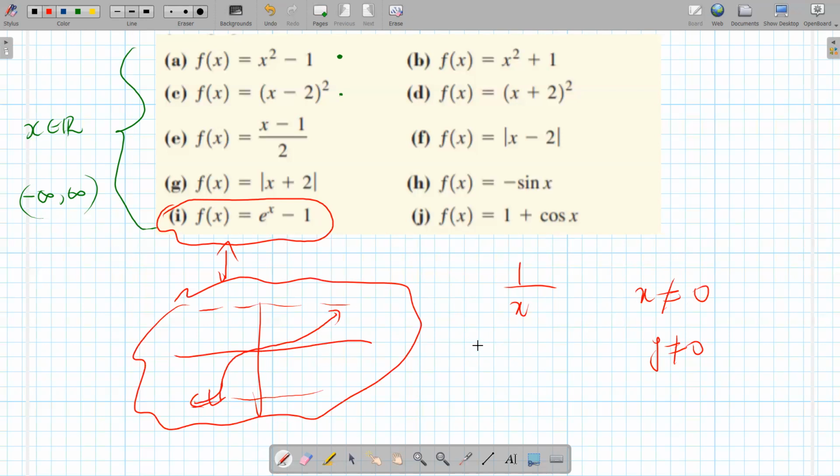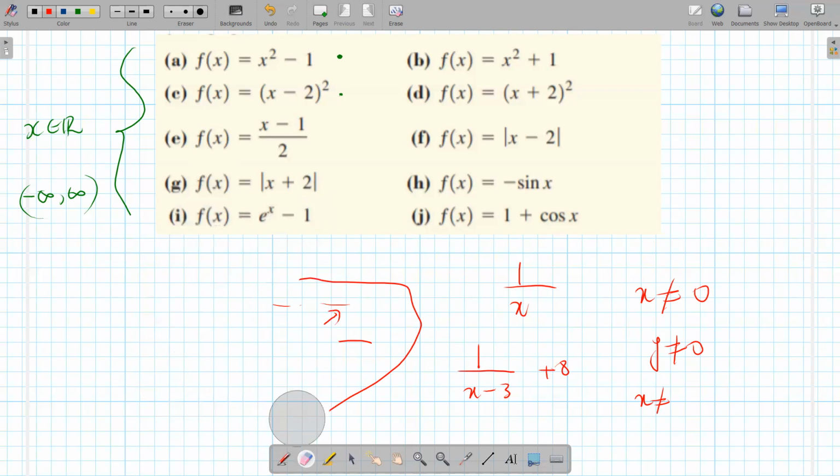Like here, we can do a quick example. 1 over x minus 3, plus 8. That means 1 over x minus 3 plus 8. Tell me what x can be. It's 3 units to the right, and up 8 units. How would you graph that?